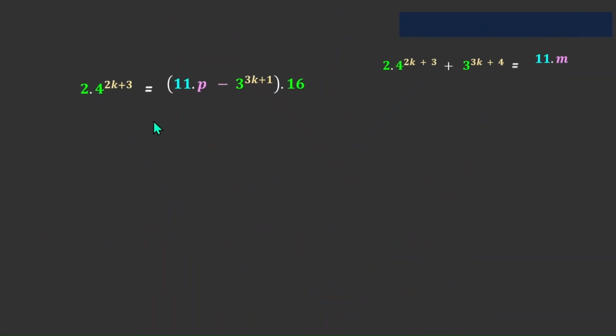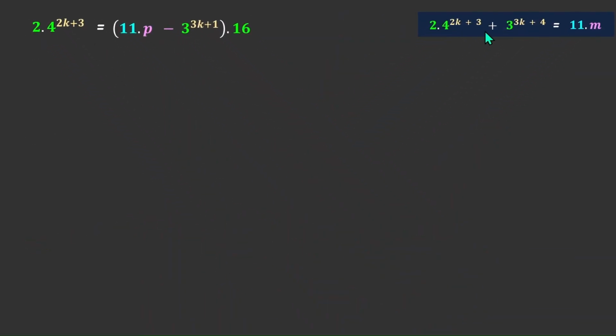So let's do that. Let's take our equation here and the condition that we need to prove right here. So we can always see what we are trying to do. So we'll add 3 raised to power 3k plus 4 both sides to give us 2 into 4 raised to power 2k plus 3 plus 3 raised to power 3k plus 4 is equal to 11p minus 3 raised to power 3k plus 1 into 16 plus 3 raised to power 3k plus 4. So we added this term both sides. And now we got the left hand side. So essentially what we need to show now is that this right hand side is entirely some multiple of 11 that we can write as 11m.